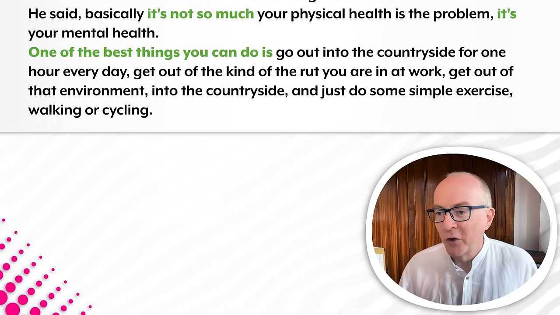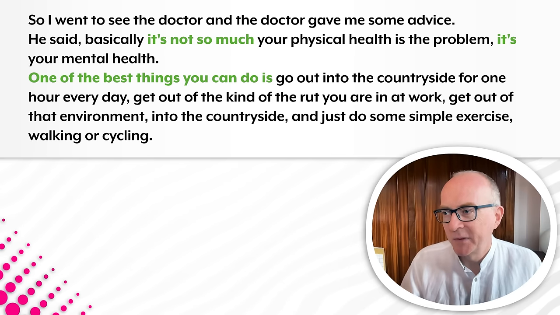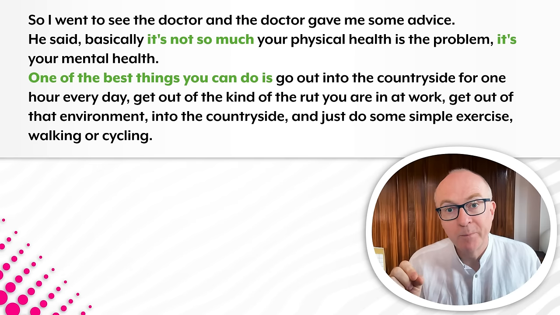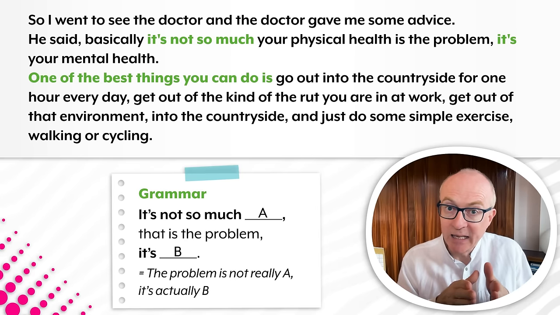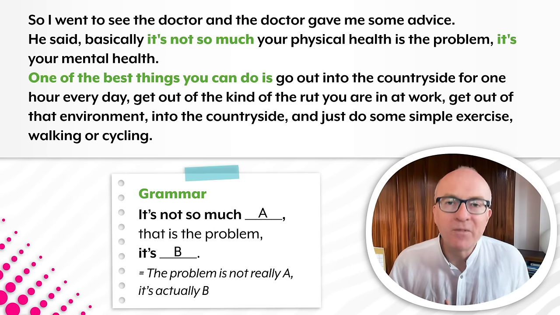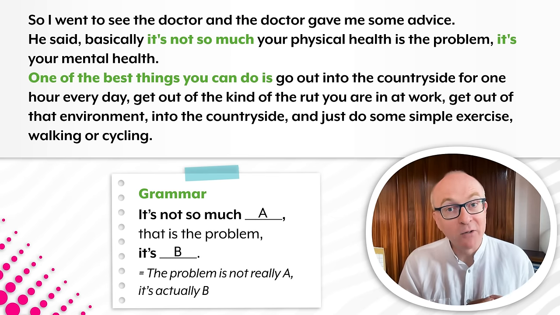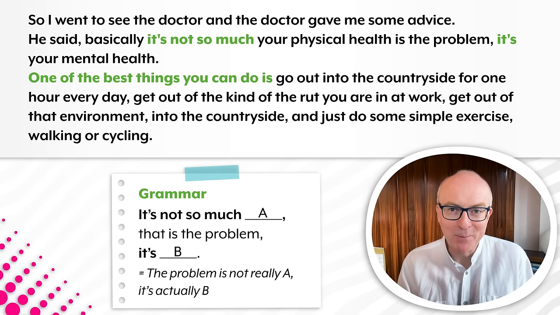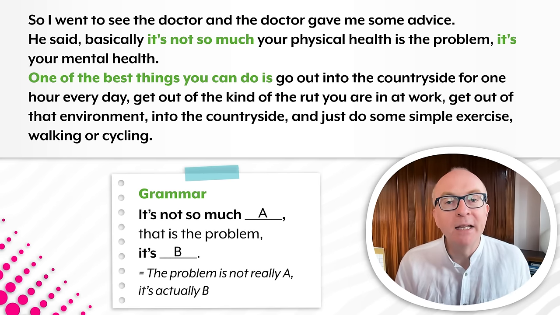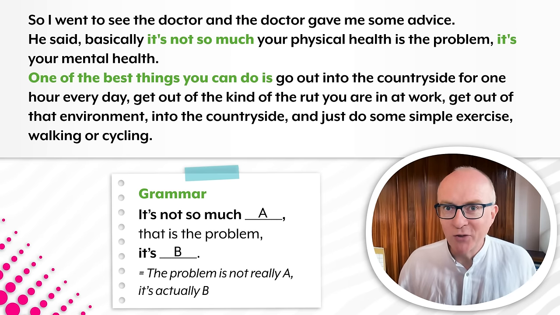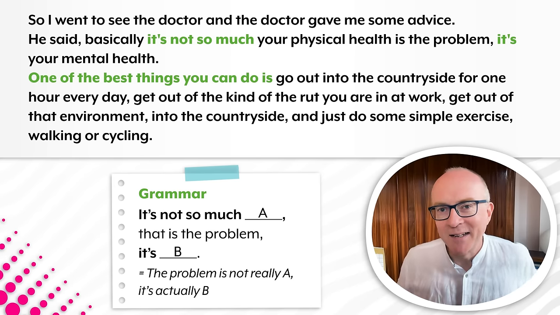Okay, lovely. Moving on. Here I've just picked out some grammar items in green. I went to see the doctor and he gave me some advice. He said, it's not so much your physical health that's the problem, it's your mental health. Now this structure, it's not so much A that's the problem, it's B, is just emphasizing. Really you're saying the problem is not A, it's B. But we can make it more emphatic: it's not A that's the problem, it's B. And then much more natural, it's not so much A that's the problem, it's B. Lovely, simple structure. You can use it in many contexts, not only to talk about problems, but let's just focus on talking about problems, which is really useful in IELTS speaking.